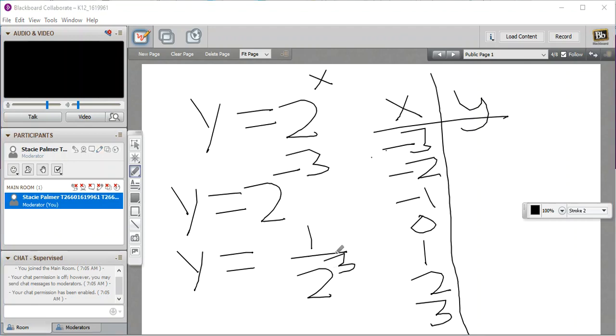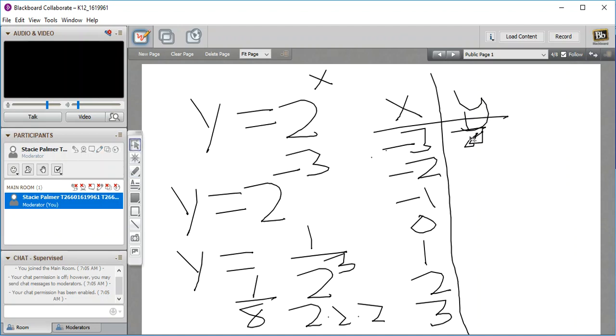Okay, so when we have 1 over 2 to the third, we know that 2 to the third is 2 times 2 times 2. Okay, so it's not 6. 2 to the third is not 6. 2 times 2 times 2, 2 times 2 is 4. 4 times 2 is 8. So this would be y equals 1 over 8. So 1/8, that is a fraction. Oh, my pen has the hardest time writing small.